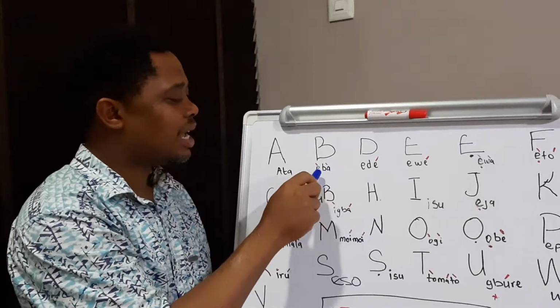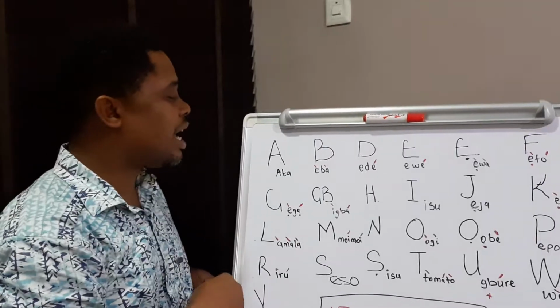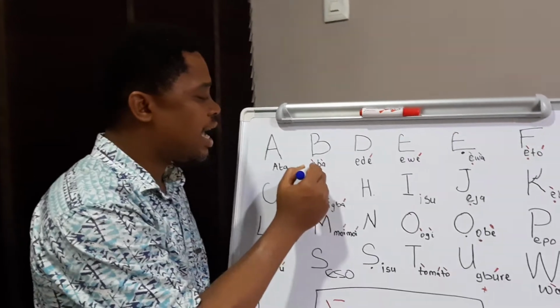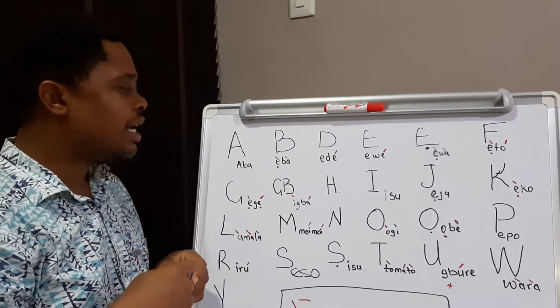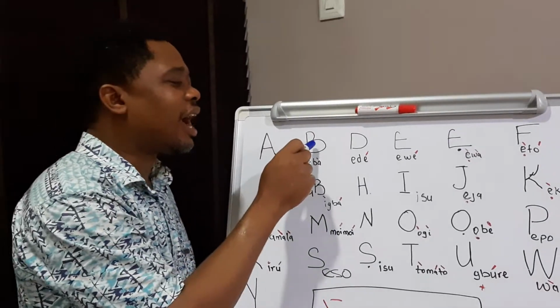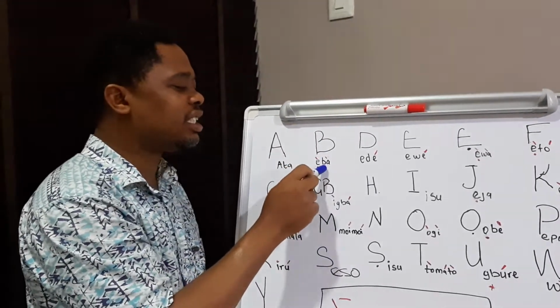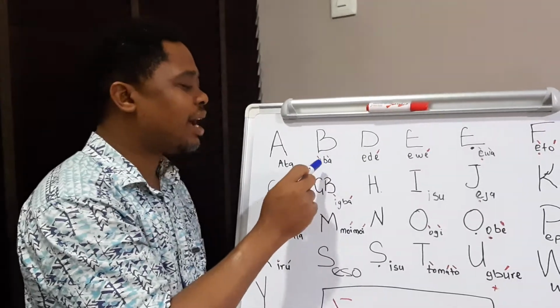Ẹ̀bà. The real alphabet in this word is the B. Ẹ̀bà.